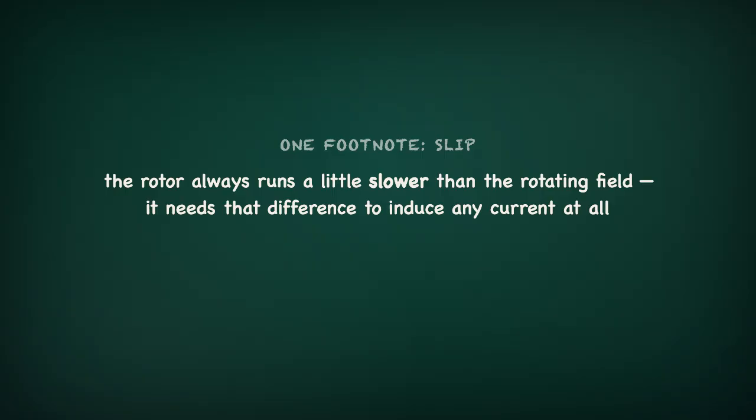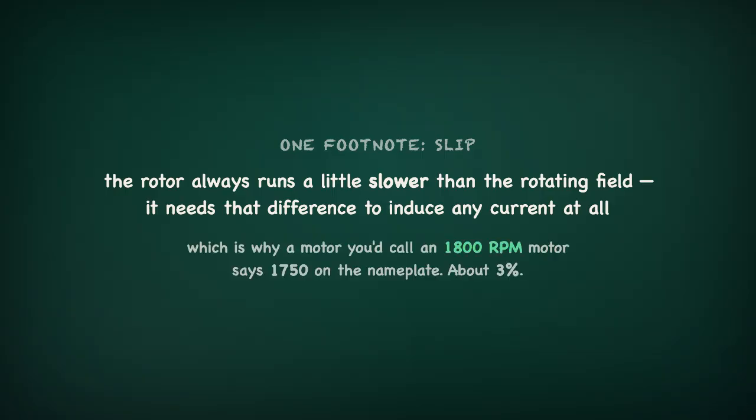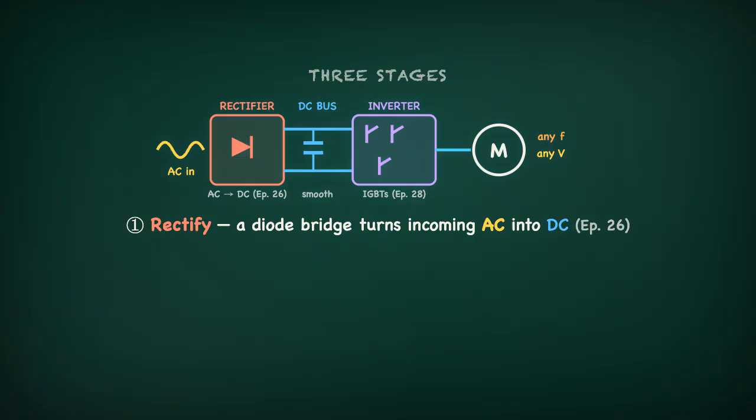One footnote. The rotor always runs a little slower than that rotating field because it needs the difference to induce any current at all. That gap is called slip. It's why a motor you'd call an 1800 RPM motor says 1750 on the nameplate. About 3%. So how does a drive make a frequency the power company isn't sending you?